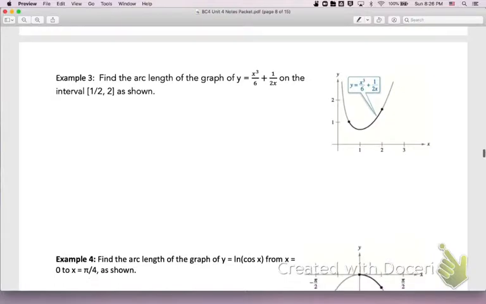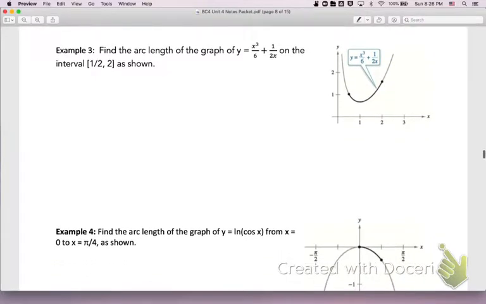All right, here's one that's just a regular function. So we want to find the arc length of the graph of this equation y equals x cubed over 6 plus 1 over 2x on the interval from 1/2 to 2 as shown. So again, we're finding the distance of that little piece on that weird looking curve there. It's not a parabola quite, but something kind of similar. So we need to start by finding the derivative.